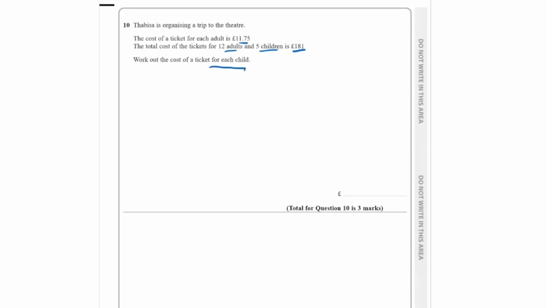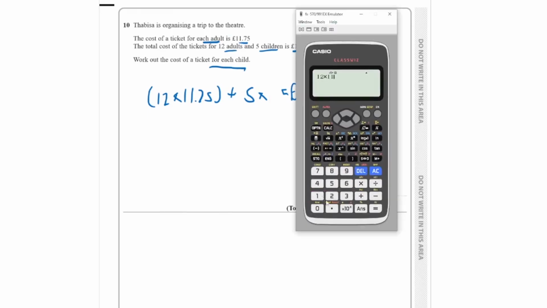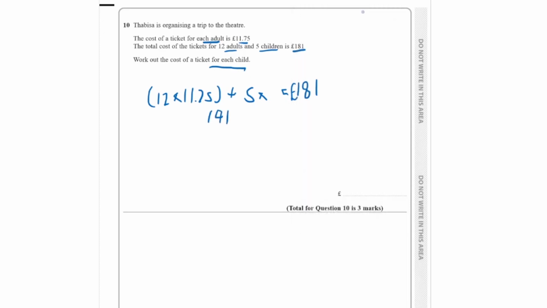Okay, so here we can see that each adult pays 11.75. So the total cost of tickets is 12 adults, each paying 11.75, plus we can see here that 5 children have to pay a certain value. We don't know what that value is, so we'll write that as x, is equal to 181 pounds. So here we can simplify. 12 times 11.75 gives us 141, plus 5x is equal to 181.